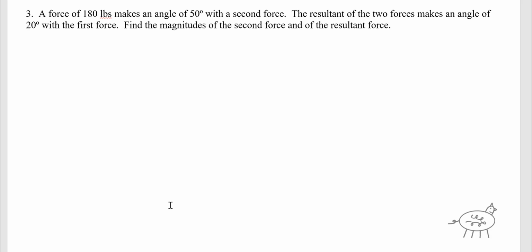Okay, a force of 180 pounds makes an angle of 50 degrees with the second force. The resultant of the two forces makes an angle of 20 degrees with the first force. So that 180 pounds is our first force. I'm just going to sketch this out. We have a 180-pound force. It makes a 50-degree angle with the second force. So here's the second force, and this is 50 degrees. So I'm going to call this the first force, and this is the second force.